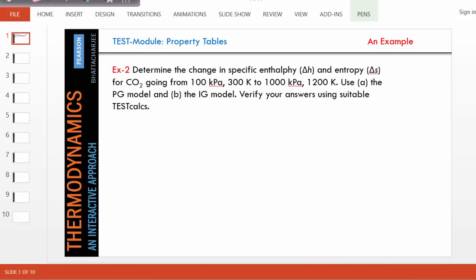In this problem, we have to find the change in properties of a gas, carbon dioxide. In this case, we have to find change in enthalpy, change in entropy, and the initial state and the final states are given to us. We have to use PG and the IG models and verify the answers using suitable test calcs. Okay, let's begin with the PG model first.